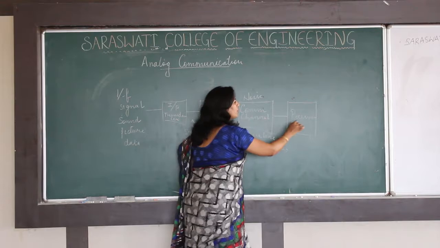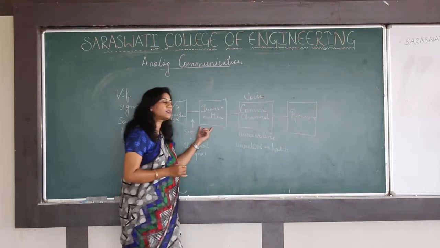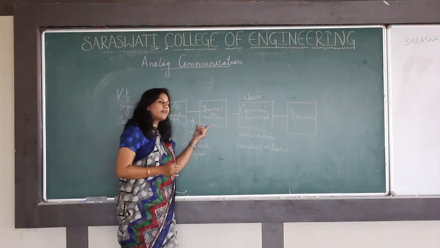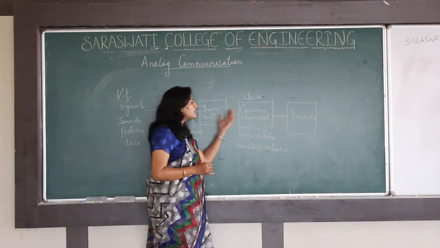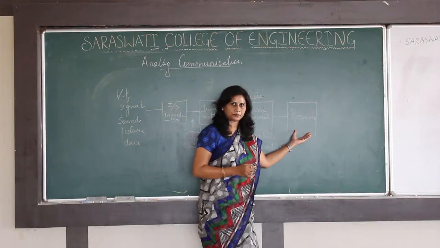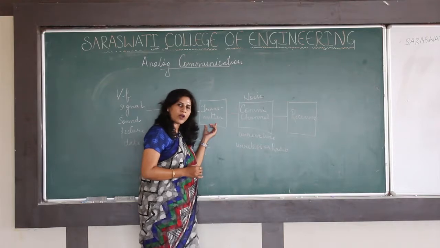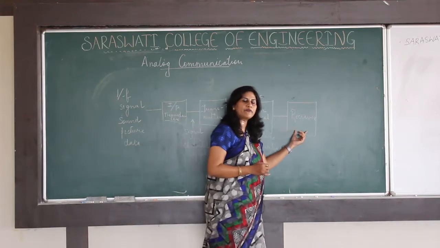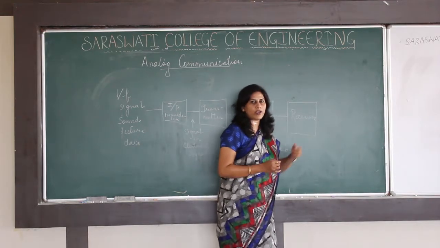Now, what is the work of the receiver? The receiver will do the exact reverse process of what the transmitter has done. My transmitter has modulated the signal, or we can say the process of modulation has taken place in the transmitter. My receiver will do the exact reverse process over here, that is, it will demodulate. Whatever information we have superimposed on the carrier in the transmitter in the process of modulation, my receiver will recover that information from the carrier and it will then be given to the output transducer.